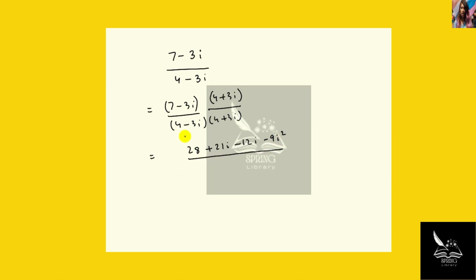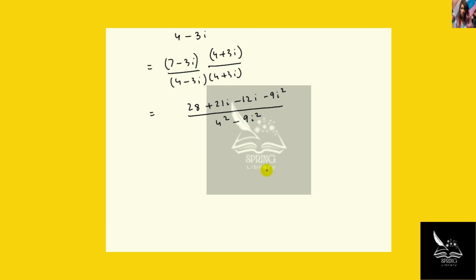divided by, now these we can use the (a minus b)(a plus b) formula. Since z times z bar is equal to the magnitude of z square for a complex number, or we can just multiply. We are using the (a minus b)(a plus b) formula, so it is a square minus b square, which is 3i. 3i square is 9i square.